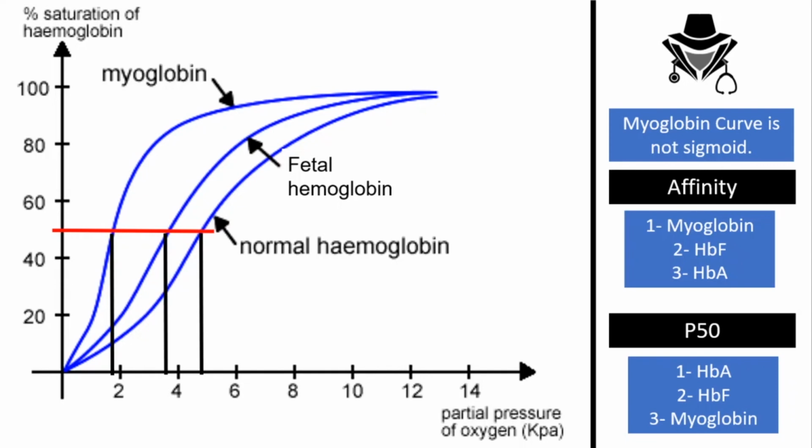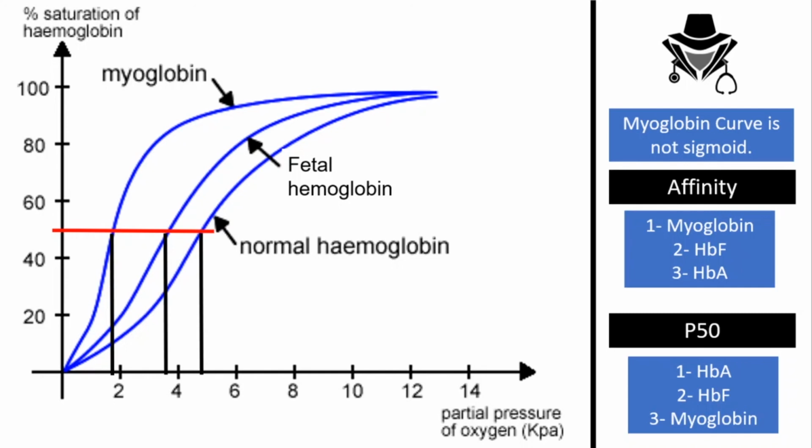So when they ask you about the affinity or P50, remember that they are opposite to each other. For the affinity, myoglobin has the highest affinity, then hemoglobin F, and lastly hemoglobin A. For P50, the highest is hemoglobin A, then hemoglobin F, and lastly myoglobin.